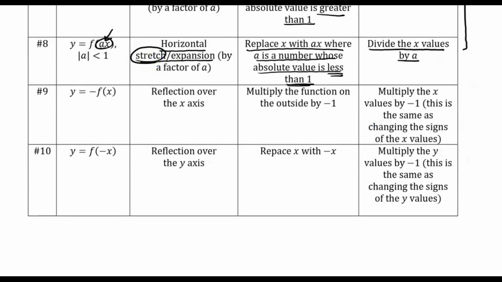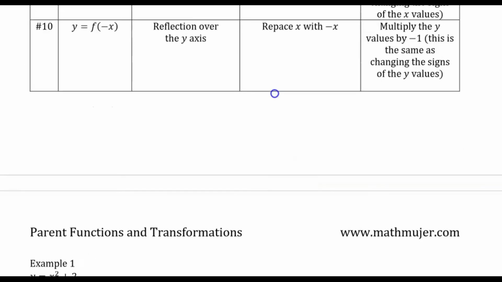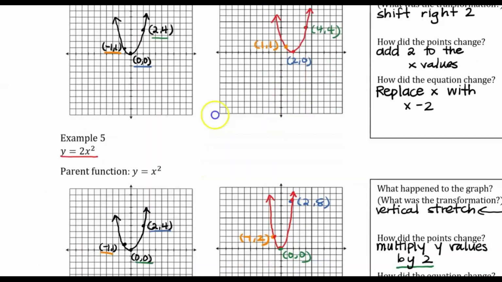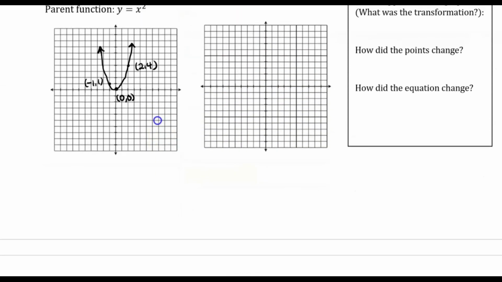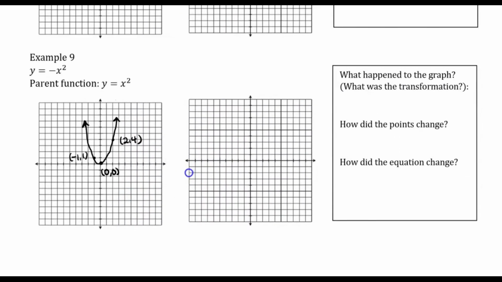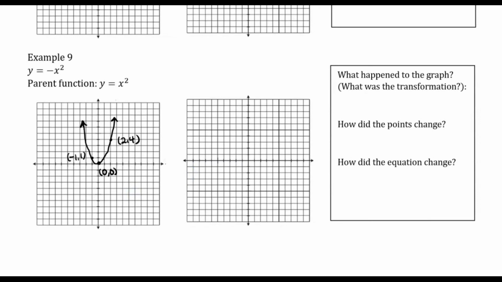Now the last two transformations that we have to look at are reflections, and both of these reflections have negative signs in them. It just depends on whether the negative is on the inside or on the outside. So when we eventually start looking at examples where we're combining more than one transformation, because so far in all of these examples we've just looked at one transformation at a time. Eventually we'll look at some examples that have more than one transformation going on in the equation. The negatives always stand alone. A negative is always its own transformation. The graph of negative x squared looks like this.